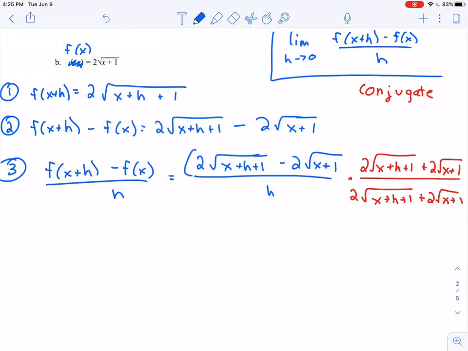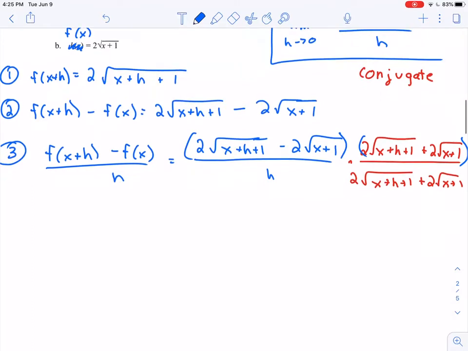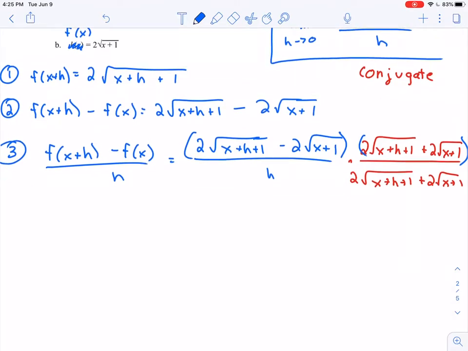We could absolutely go and FOIL this out, and I think I probably will take that step here. You know what? Let's do that. I think I'm just going to FOIL out that numerator. It's going to be messy, but just try to follow along here. I'm going to try and go slow. I'm going to multiply, let's see, my first term. So 2 times 2, I've got 4. When I multiply square root of x plus h plus 1 times square root of x plus h plus 1, I should just lose the radical then. I'll just be left with x plus h plus 1. So, okay, there's my first term.